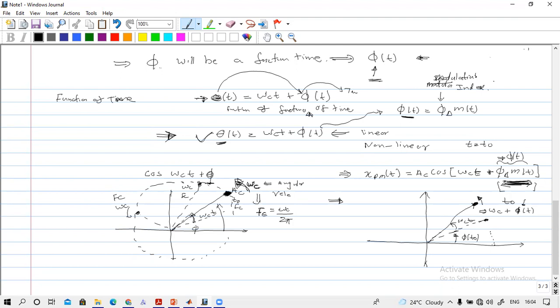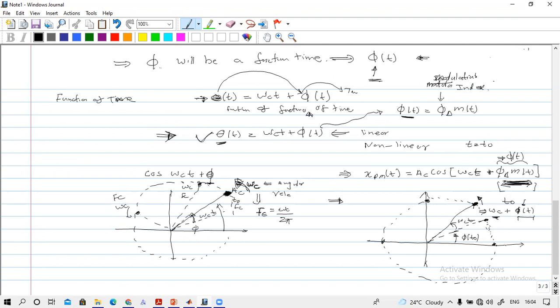So you can see that when this particle is moves from here to here, the frequency is also changing, no? It is not constant, it is changing. This omega c part is constant, but this is changing, no? So for a phase modulated signal, the frequency is changing from here to here. That is another important thing you should understand.